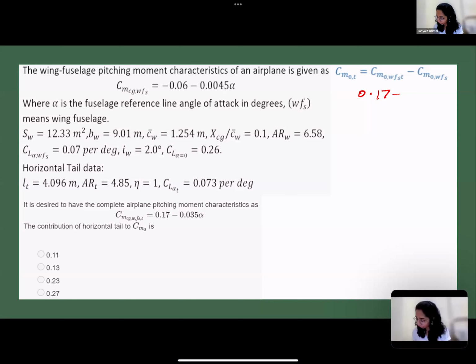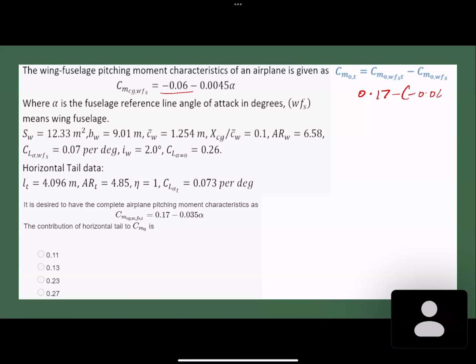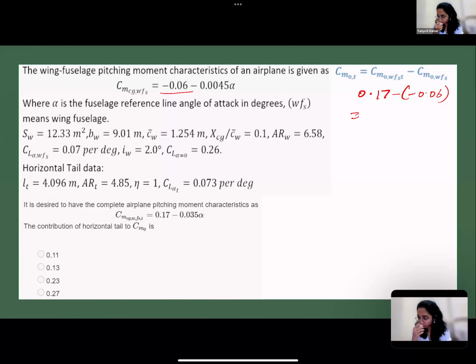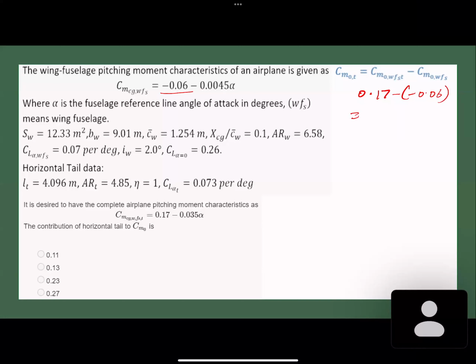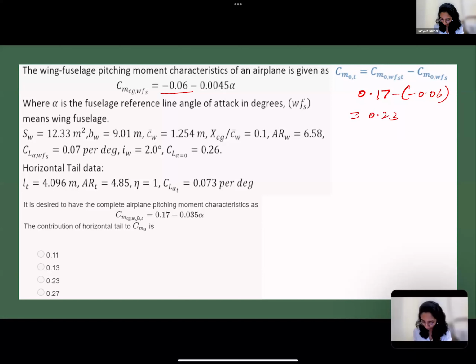Let's try doing this. Okay, so CM naught of wing and fuselage was minus 0.06. 0.06. What do you get? Final value? Final answer? 0.23. Okay. Let's go to the next question.